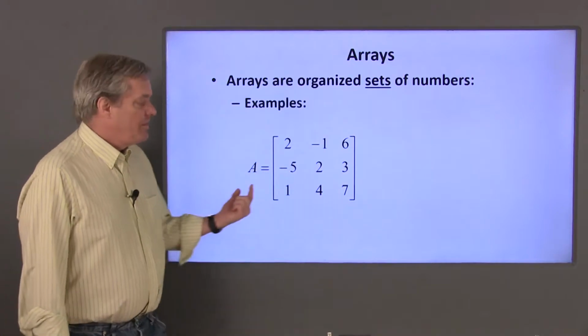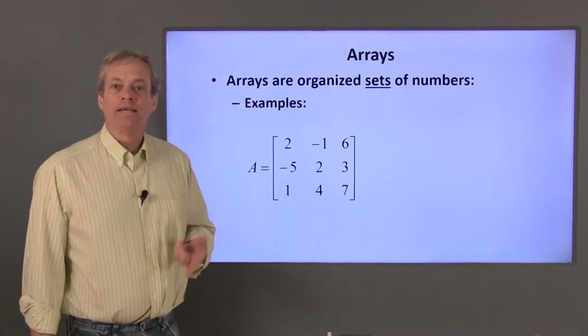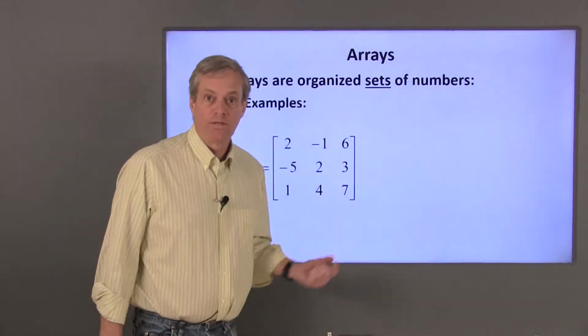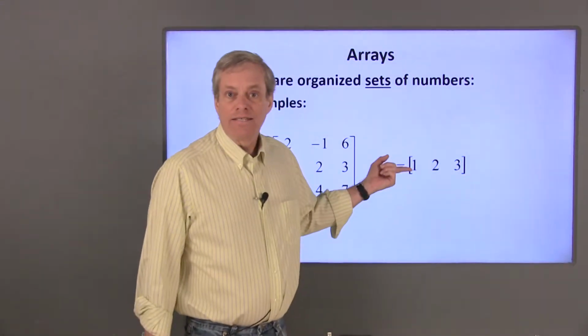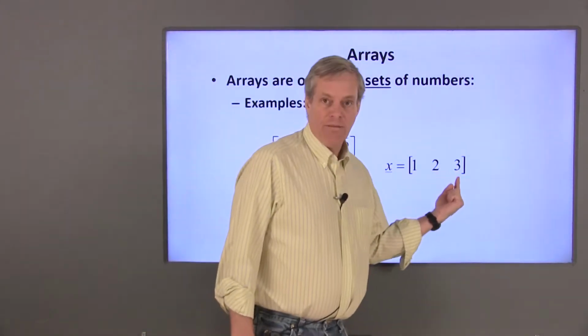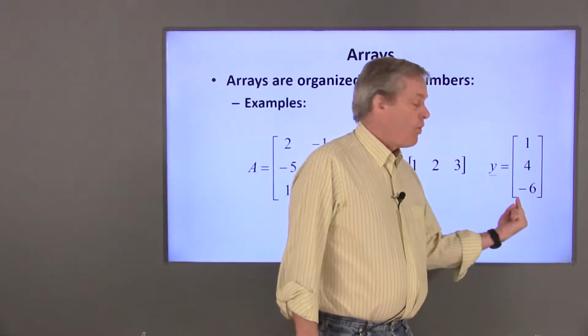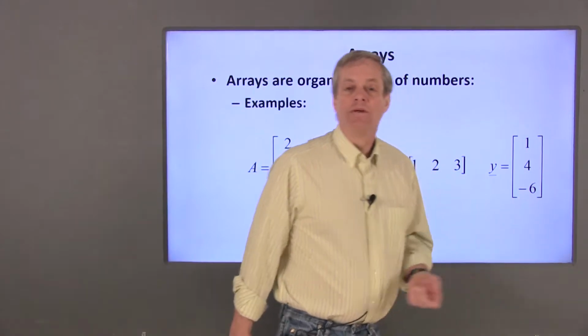For example, this array, named A, contains 9 numbers. They're organized in 3 rows and 3 columns. The array X has a single row containing 3 numbers. This array Y contains 3 numbers organized in a single column.